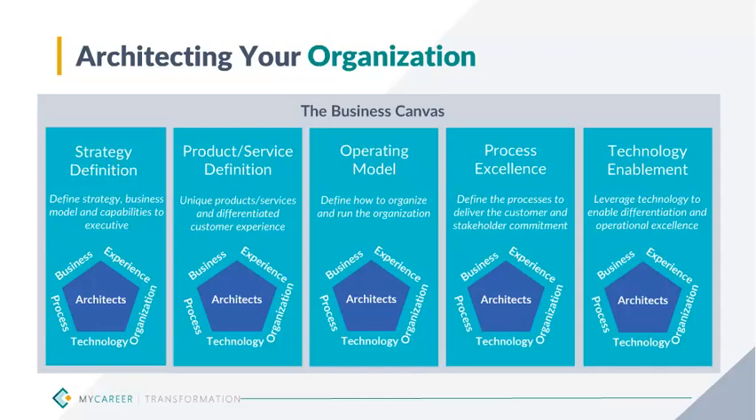We can then map each of the architects and the role they play in supporting different aspects of the organization and how they need to work together to execute change. For example, business, experience, and technology architects all support the definition of the business strategy, while all 5 disciplines are required to implement the operating model. The curriculum from My Career Transformation provides specific, relevant, and practical learnings for each architectural discipline and how they work together.